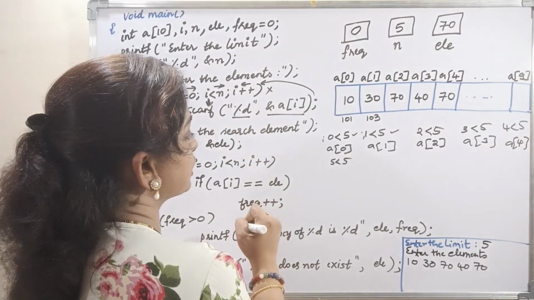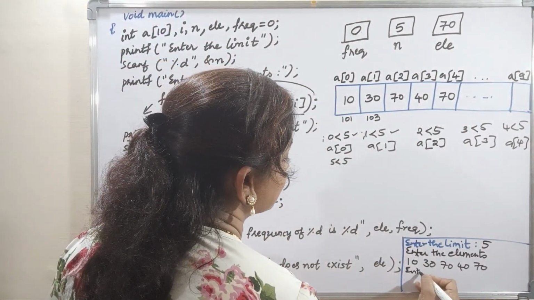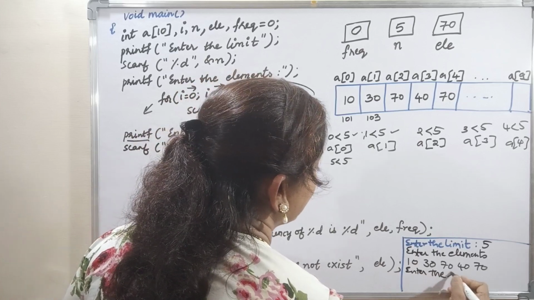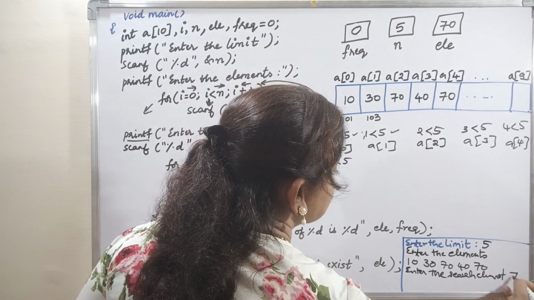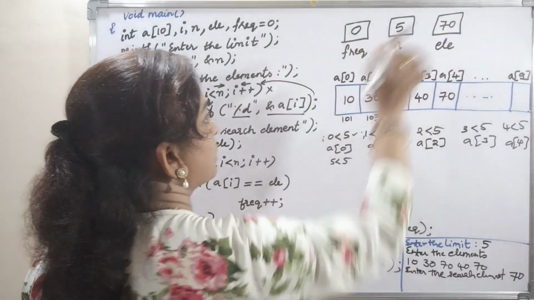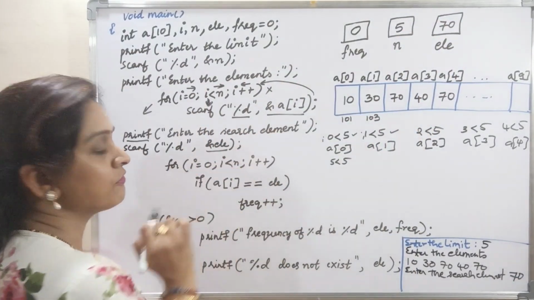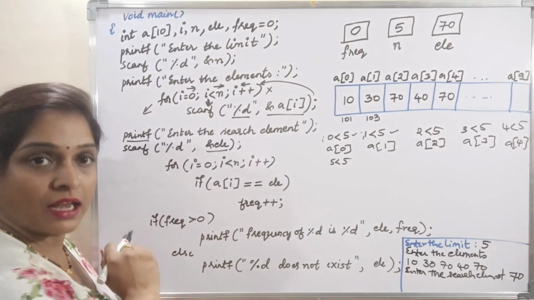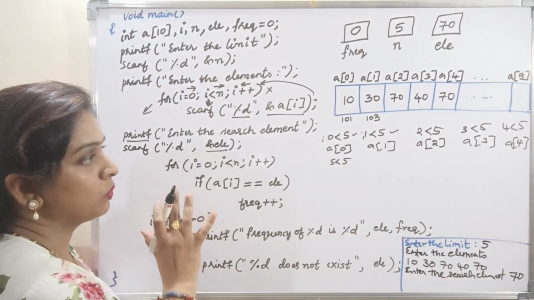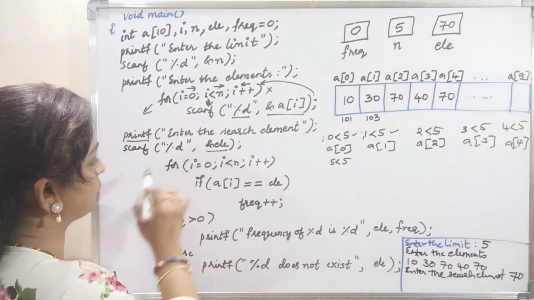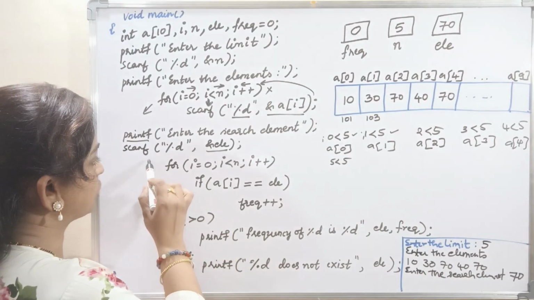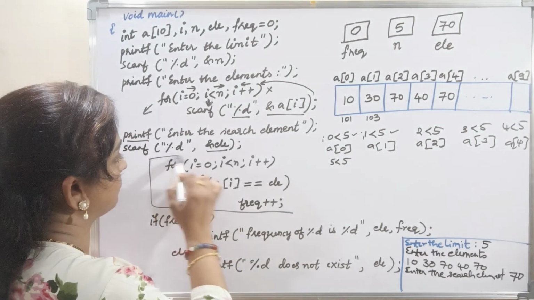I'll ask for the search element, enter the search element. So search element, let me give it as 70. So that will be stored in ELE. Store that in the address of ELE. Right? Next, now the process starts. This is the algorithm that we wrote here. This is the actual process we wrote in the algorithm.